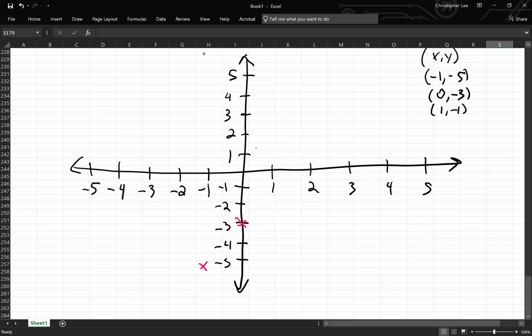And my next one is 1, -1. So I'm just going to go across the 1, go down to where -1 is. Boom. Right? And that's it.